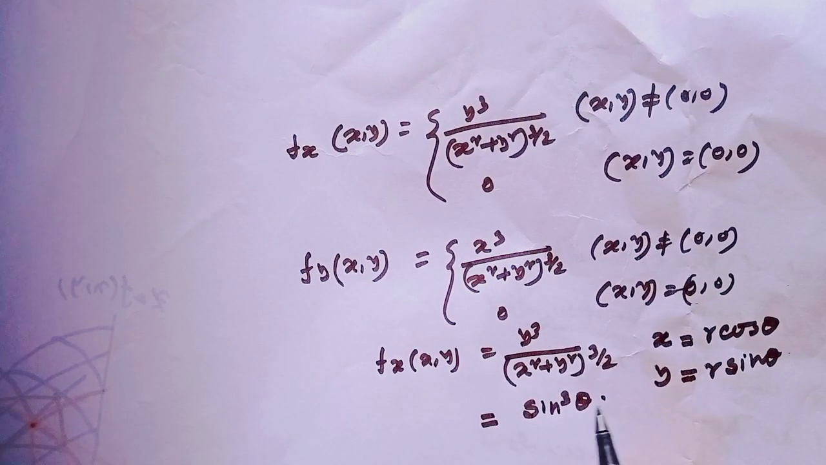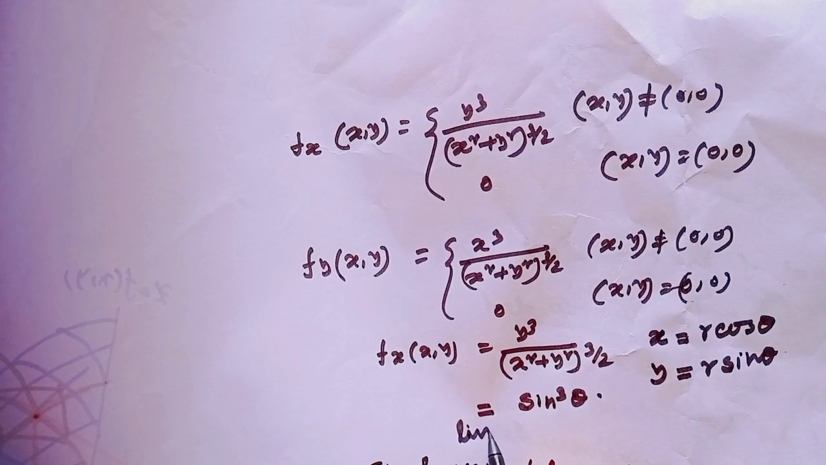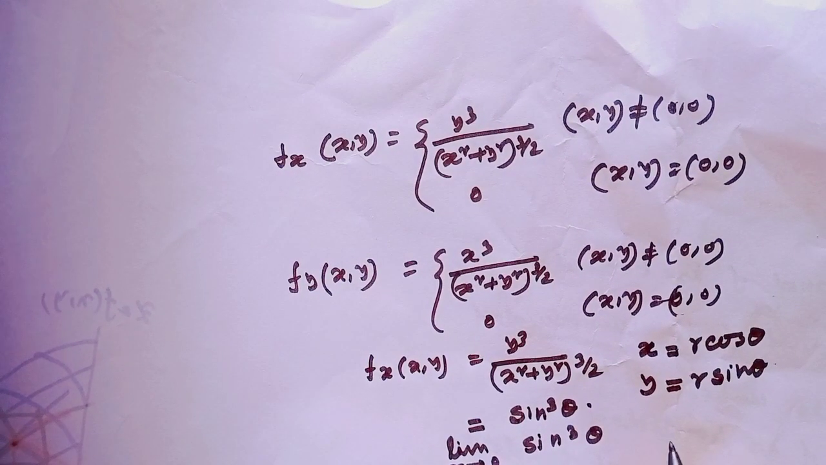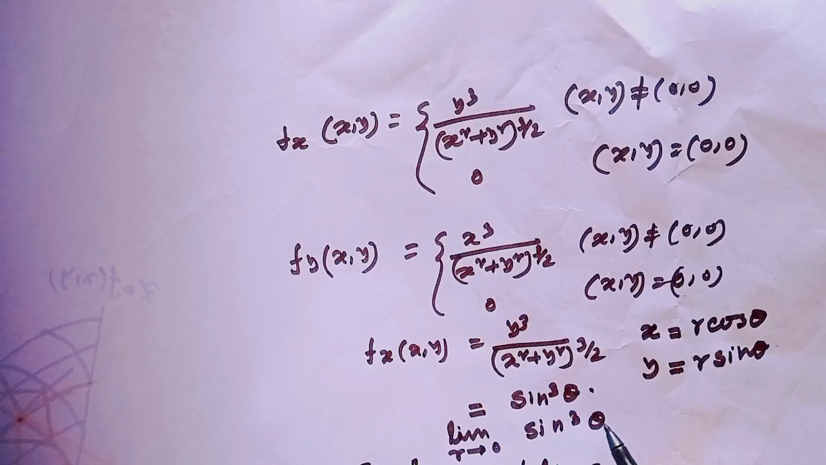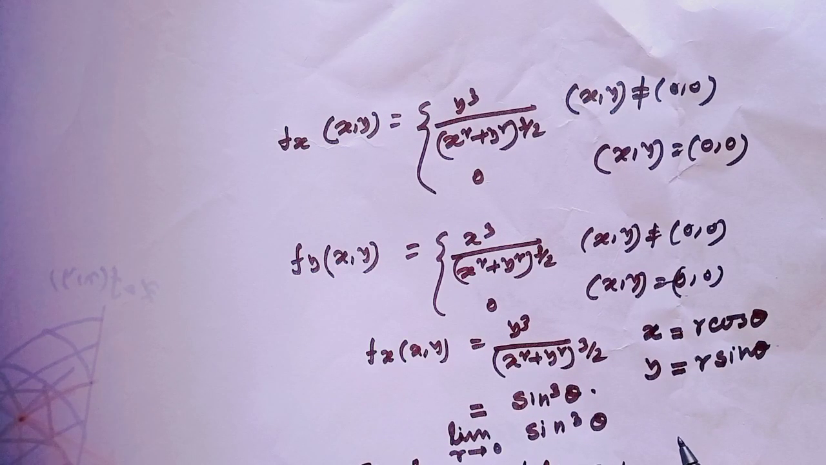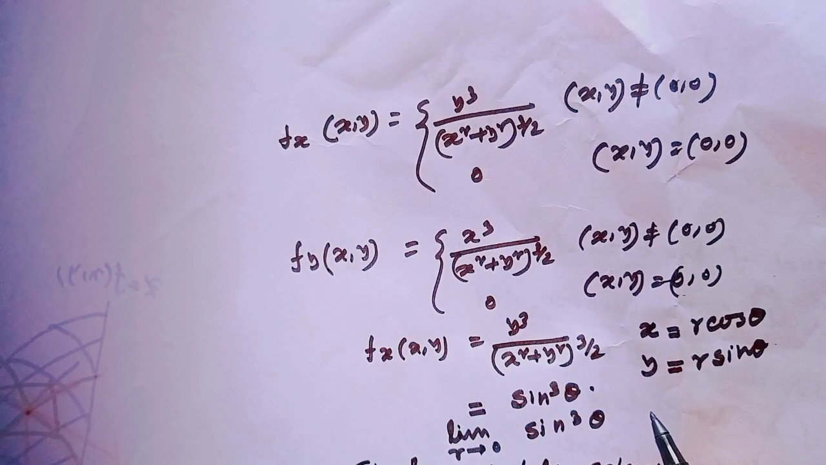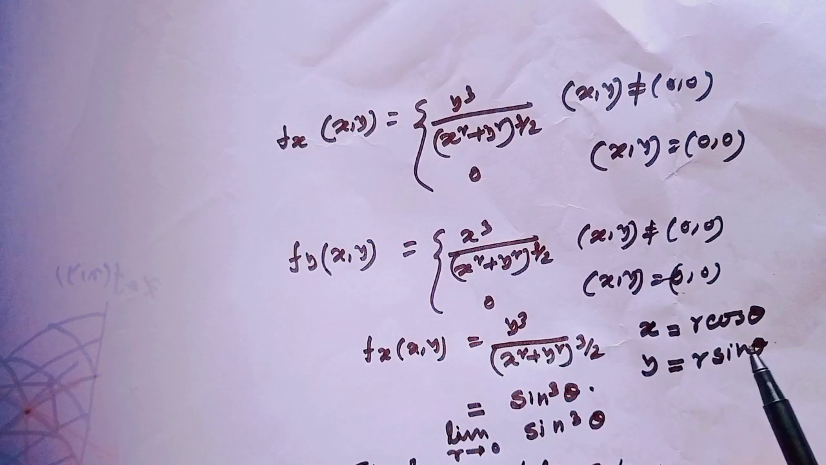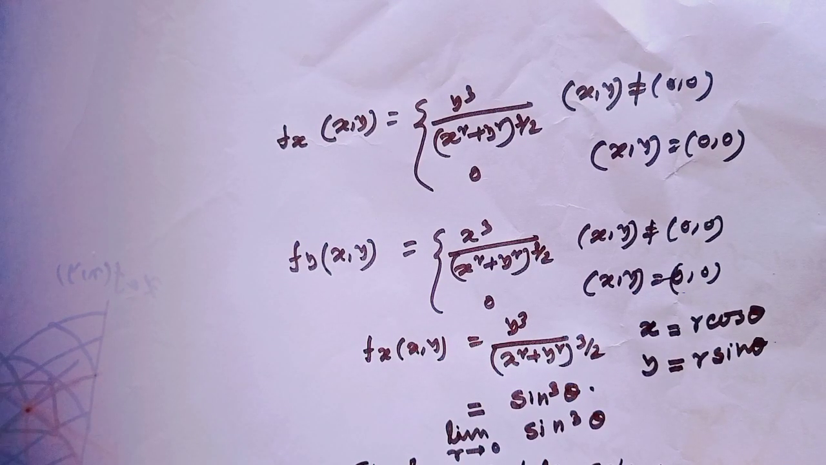Now find the limit. Since here it is replaced in polar coordinates, the limit would be limit r tends to 0 of sine cube theta. And we all know this limit cannot exist because here the value depends on theta. So this function is not continuous. Are you getting it? Similarly, if you observe this other function in a similar way, putting this value, you will see this function is also not continuous.